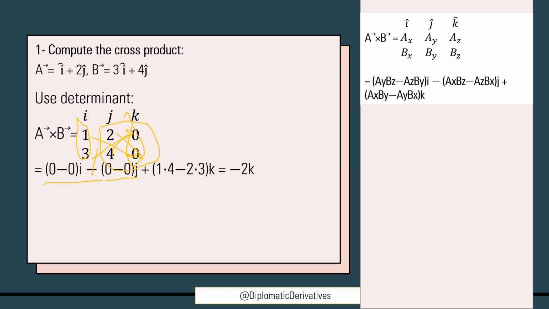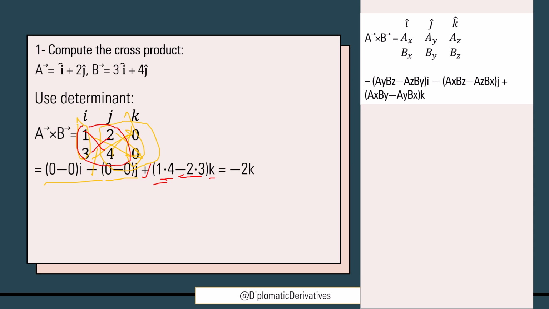I'll use a different color. Then you put a plus, then this one: 1 times 4 is 4, 3 times 2 is 6. So you're going to have 1 into 4 minus 2 into 3, k. So finally, what will be your answer?